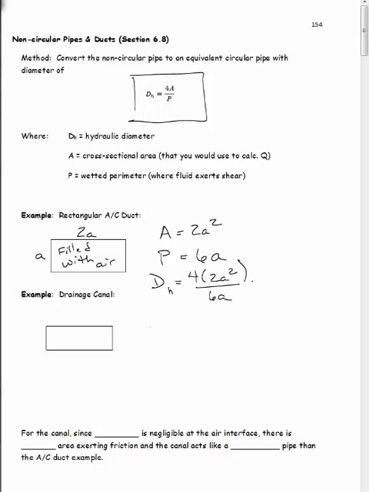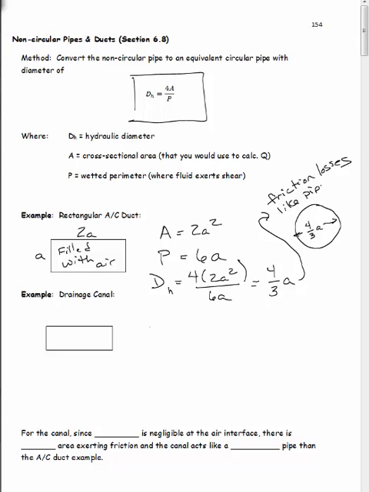All right, and if you simplify that a little bit, what we're going to get is 4/3 A squared over A, so 4/3 A. All right, so that means that this is going to essentially act kind of like a pipe as far as frictional losses. It's going to act like a pipe with a diameter of 4/3 times that height A. So friction losses like a pipe with this diameter, 4/3 times A.